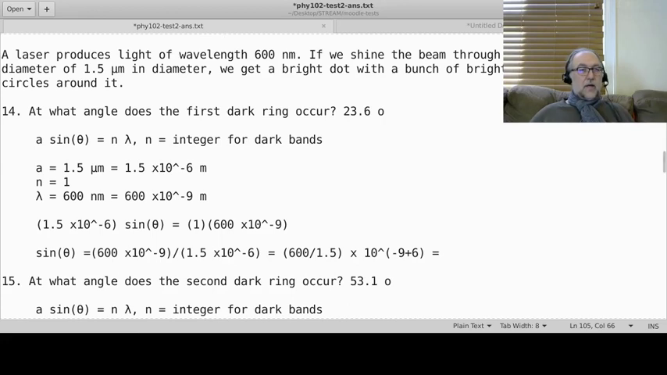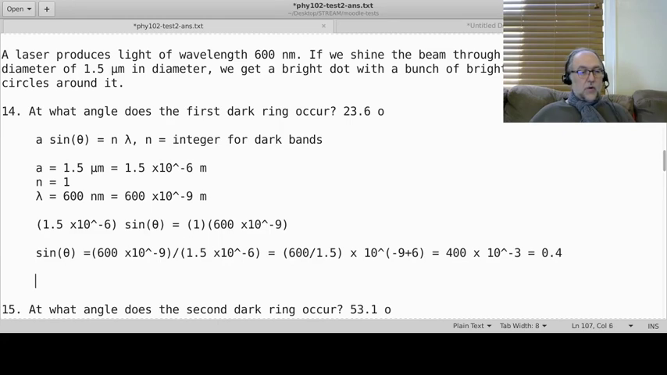And so this is going to equal, let me bring up my calculator. It's an easier calculation, but might as well just do it. 600 divided by 1.5 is 400, times 10 to the negative 9 plus 6, which is minus 3. So basically we have to move the decimal over 3 to give you 0.4. So sine theta is equal to 0.4. And once again, to get theta, you have to do the inverse sine.